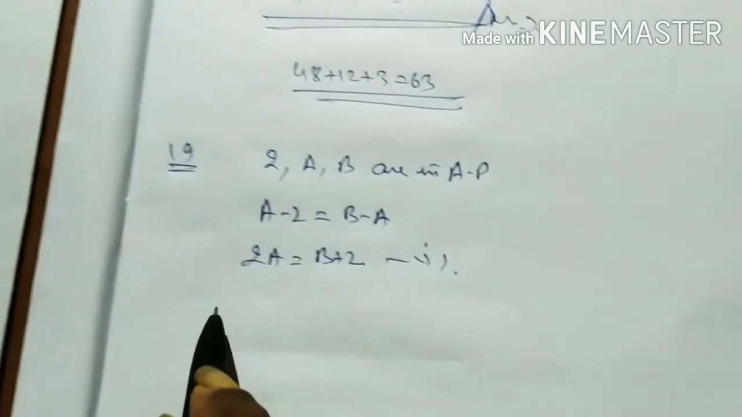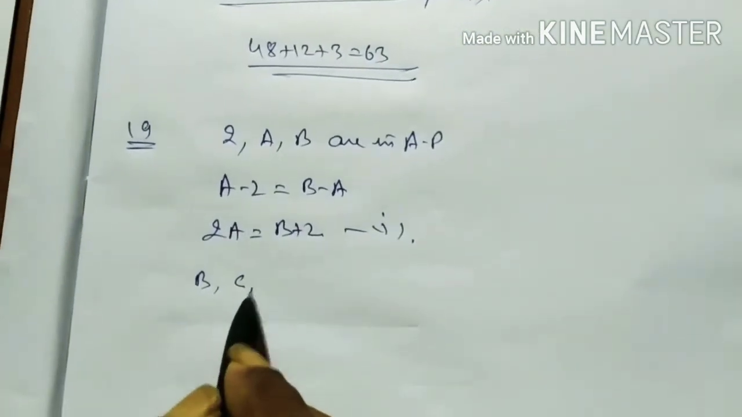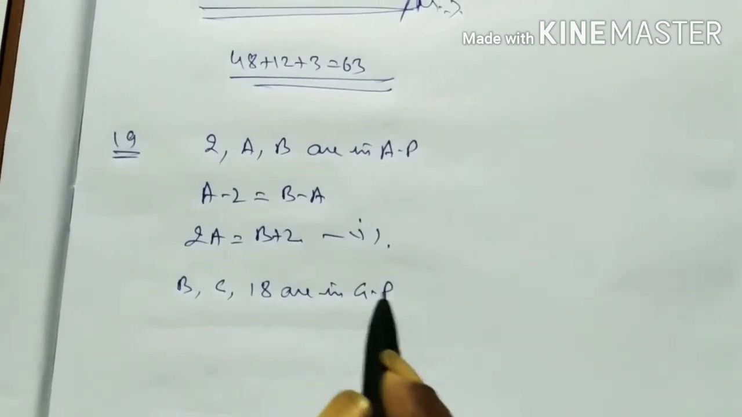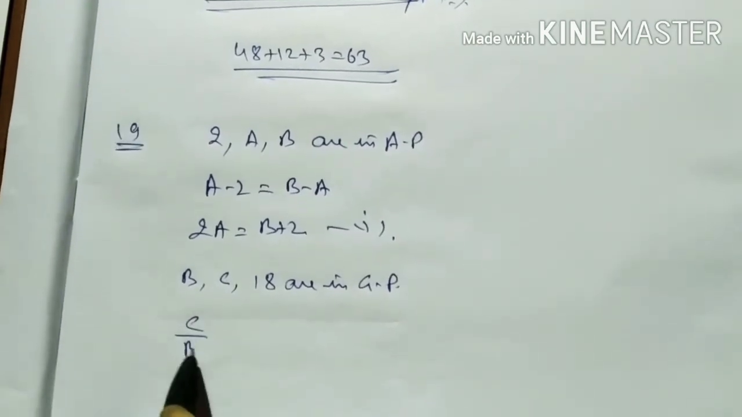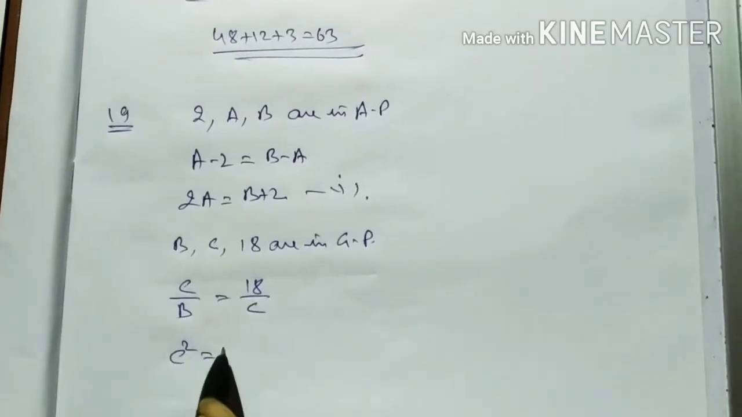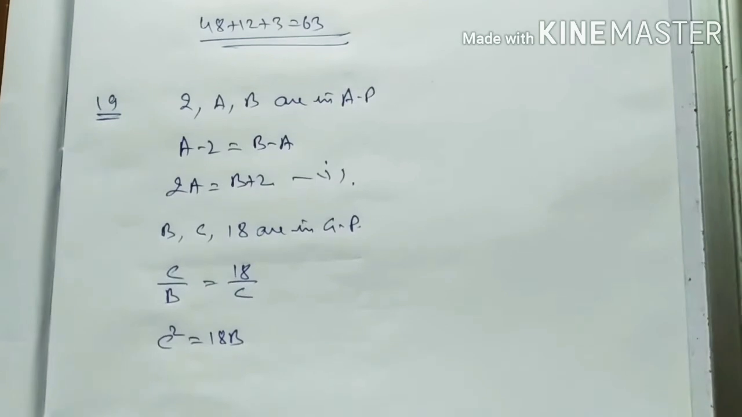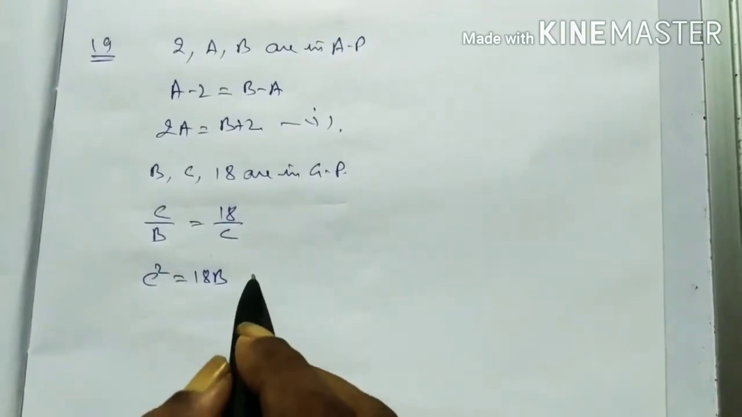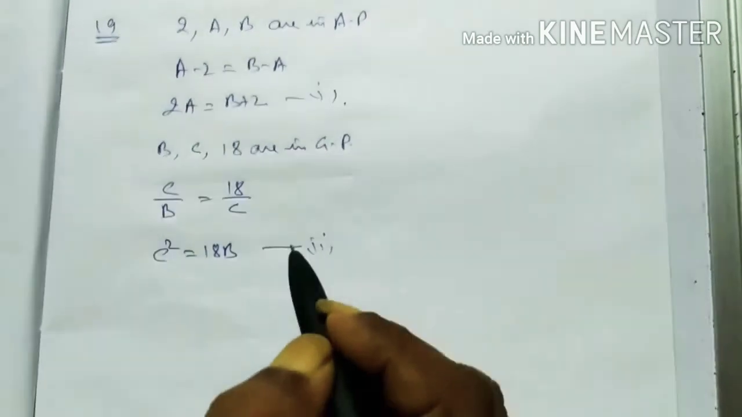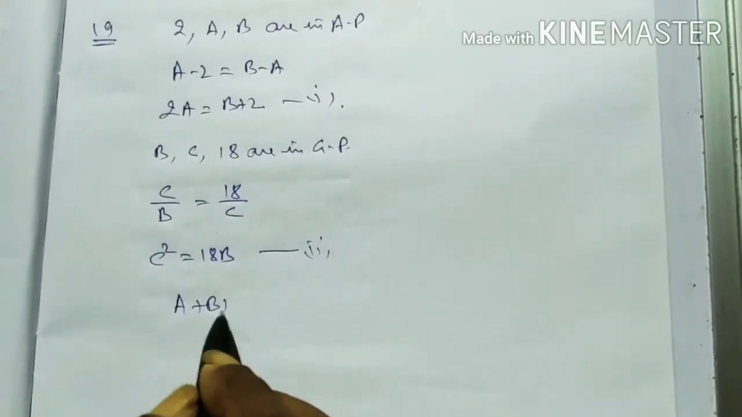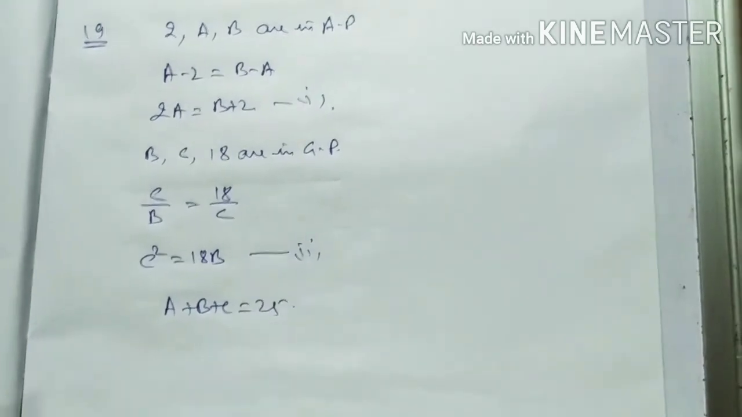And next, B, C and 18 are in GP. So C by B is equal to 18 by C. C square is equal to 18B. This is equation 2. And it has been given that A plus B plus C is equal to 25.